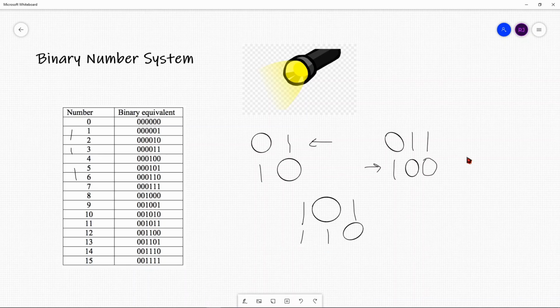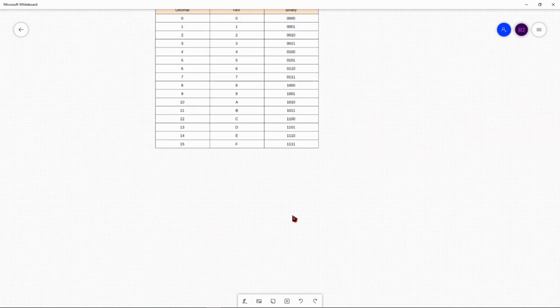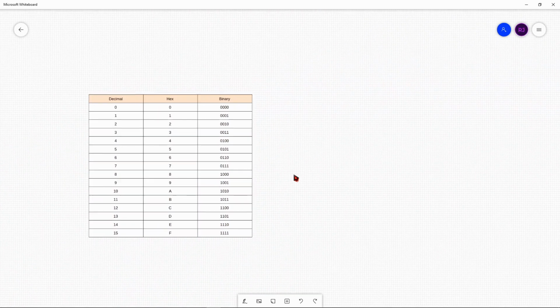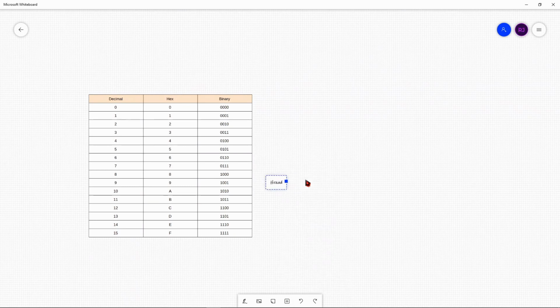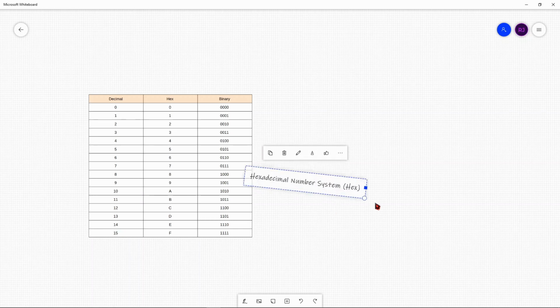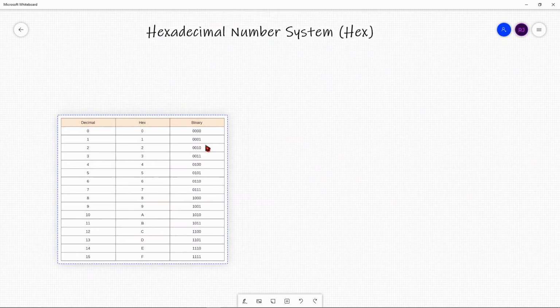But another number system that programmers often deal with is called the hexadecimal system. It's a number system, so let me first write it down. It's called the hexadecimal number system. Hex means 6, decimal means 10. So 10 plus 6, 16. Its short form is also hex. So I mentioned earlier, it's a 16 symbol number system.